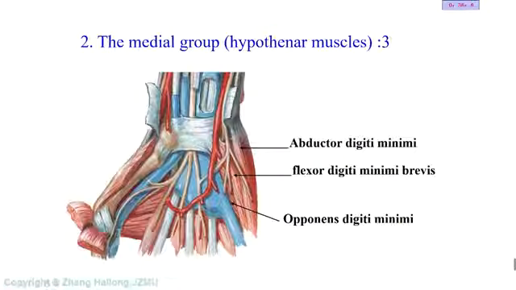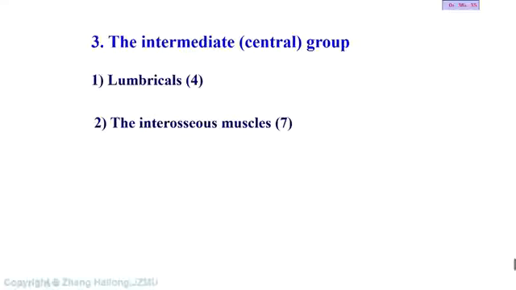And then the medial group. The medial group is around your little finger. Now, from the name, you will know the function. Abduction makes it move laterally. And flexion moves forwards. Opponens will move the little finger medially and to the center of your palm. Okay. The last one is the intermediate group.